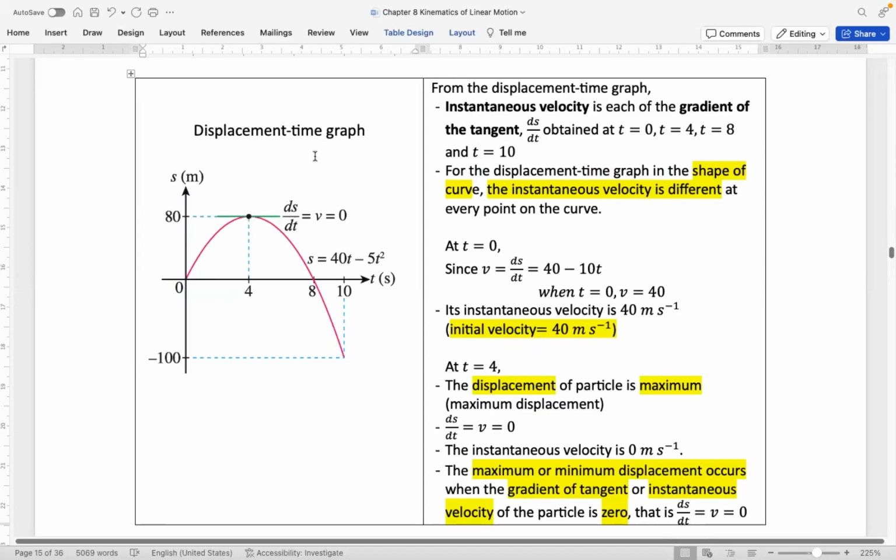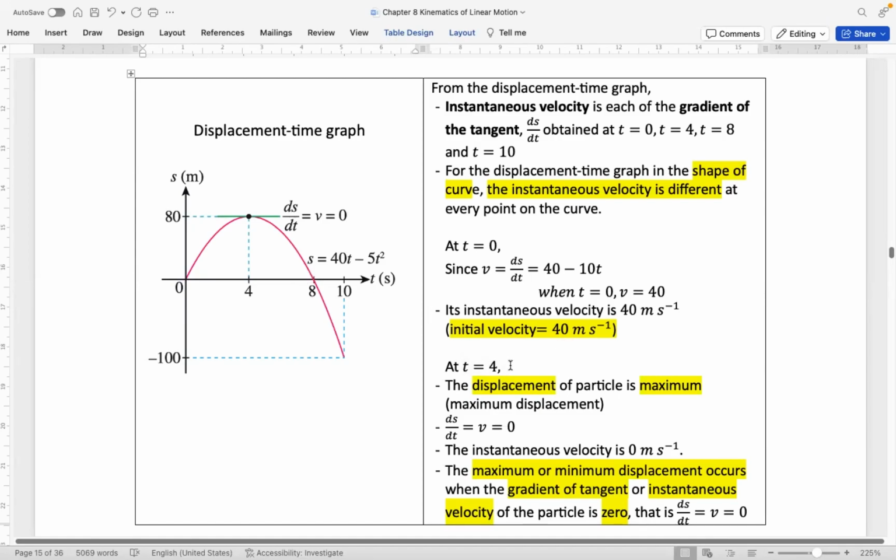This is the displacement-time graph. The point (0, 0) here means when t equals 0, s equals 0. If for the (0, 0) point I want to draw a tangent line, you see the tangent line slants to the right. That means ds/dt is greater than 0, so v is greater than 0. That's why we have the answer v equals 40.